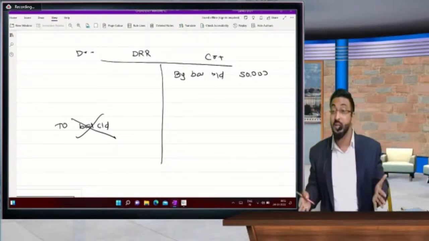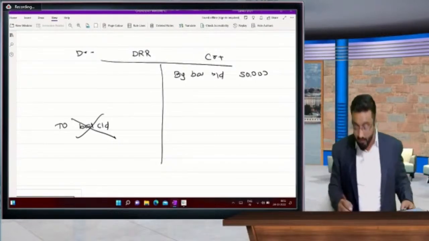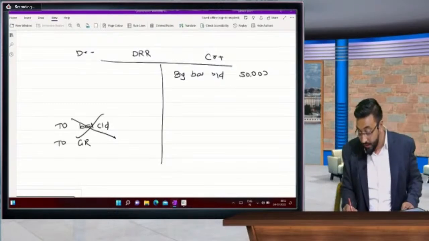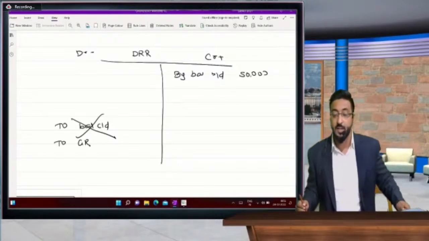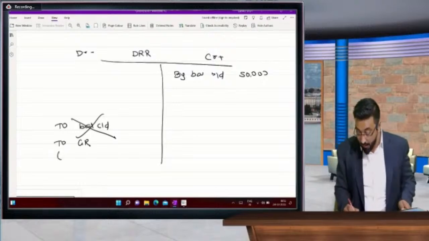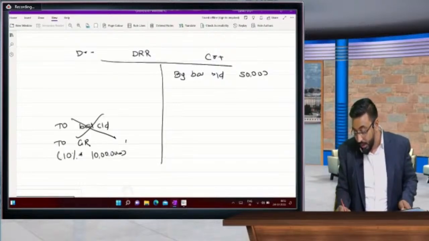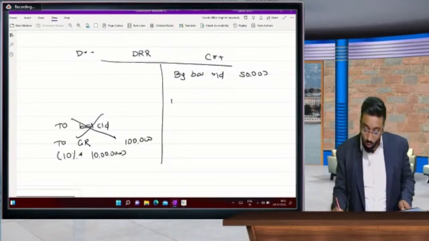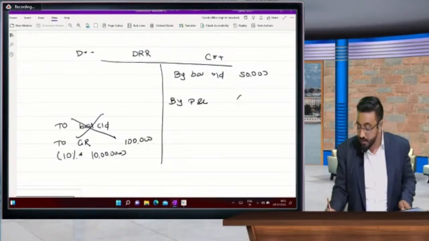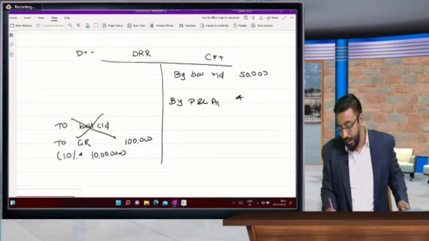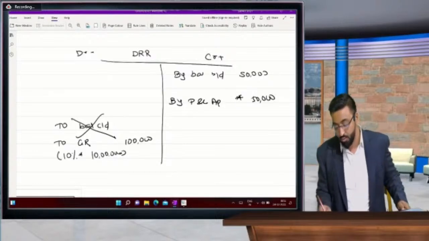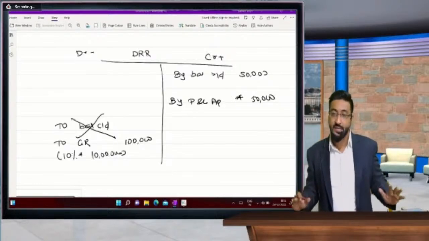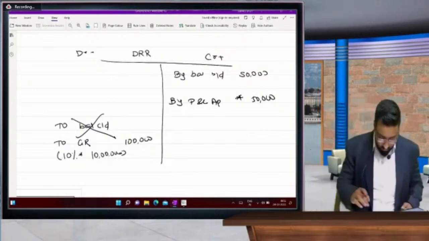Redemption is over, therefore we transfer it to general reserve. How much percentage? The percentage is 10% of 10 lakh, so this is 1 lakh. And what about this balancing figure, sir? By P&L appropriation, it is 50,000. Over, sir. DRR is also understood.